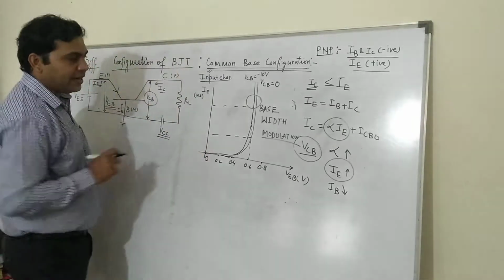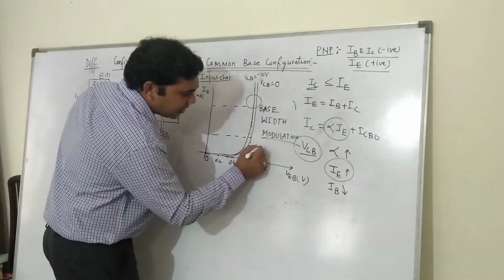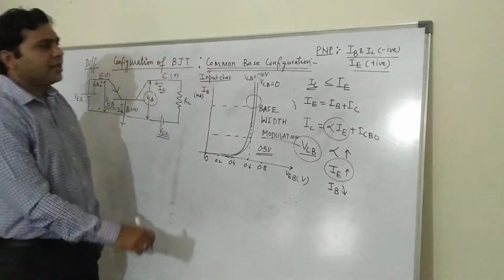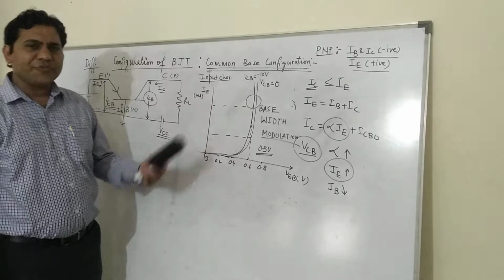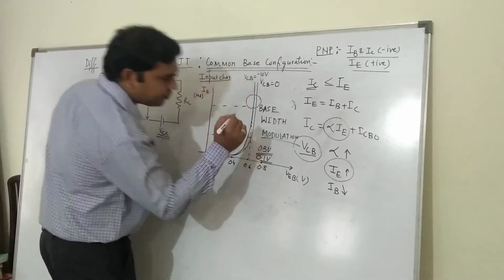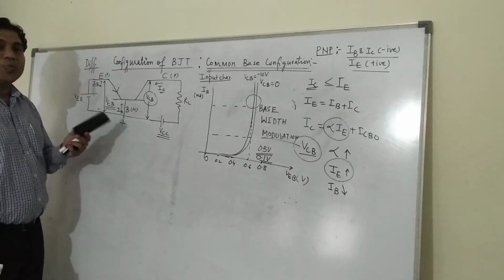Now this is the input characteristics. Very simple. In case of silicon, this knee voltage is generally around 0.5 volt. However, in case of germanium, it can be 0.1 volt.